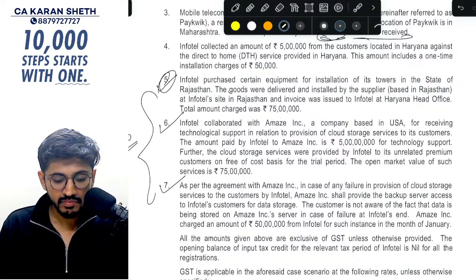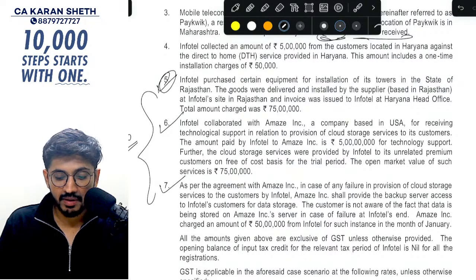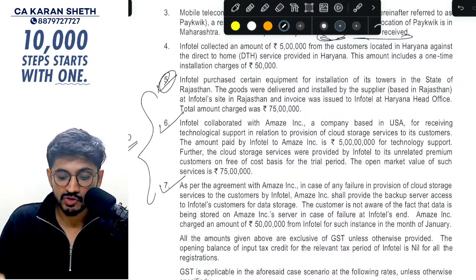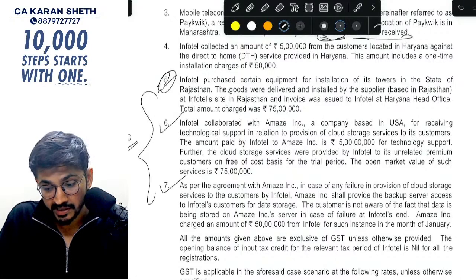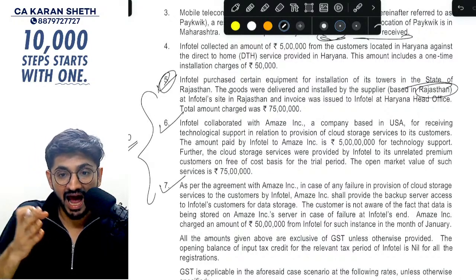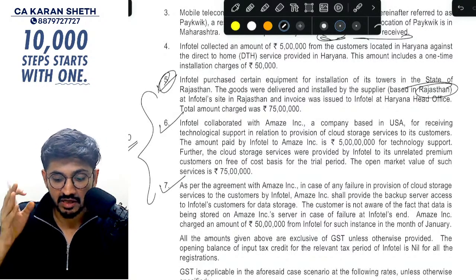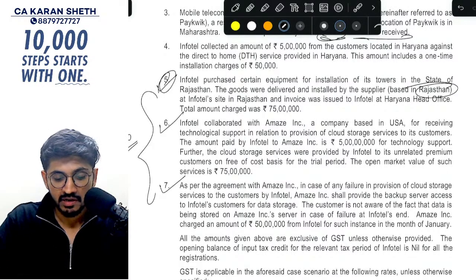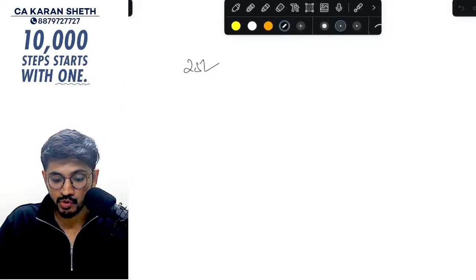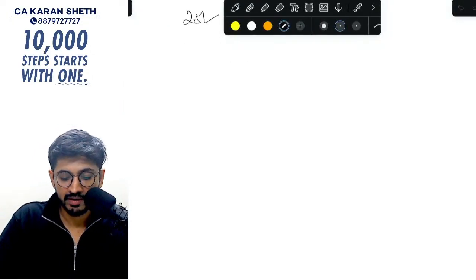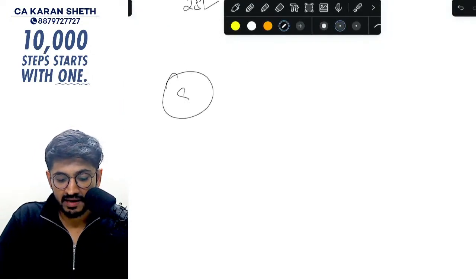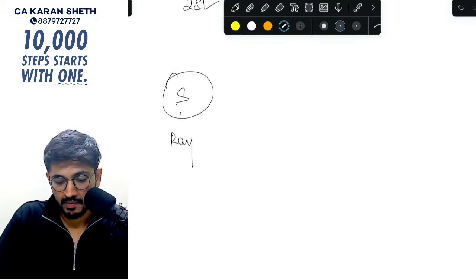Now understand, my dear friends, the goods were delivered and installed by the supplier who also is based in Rajasthan, at Infotel's site in Rajasthan, and the invoice was issued to Haryana branch. Now the biggest issue with this is that the supplier is in Rajasthan.